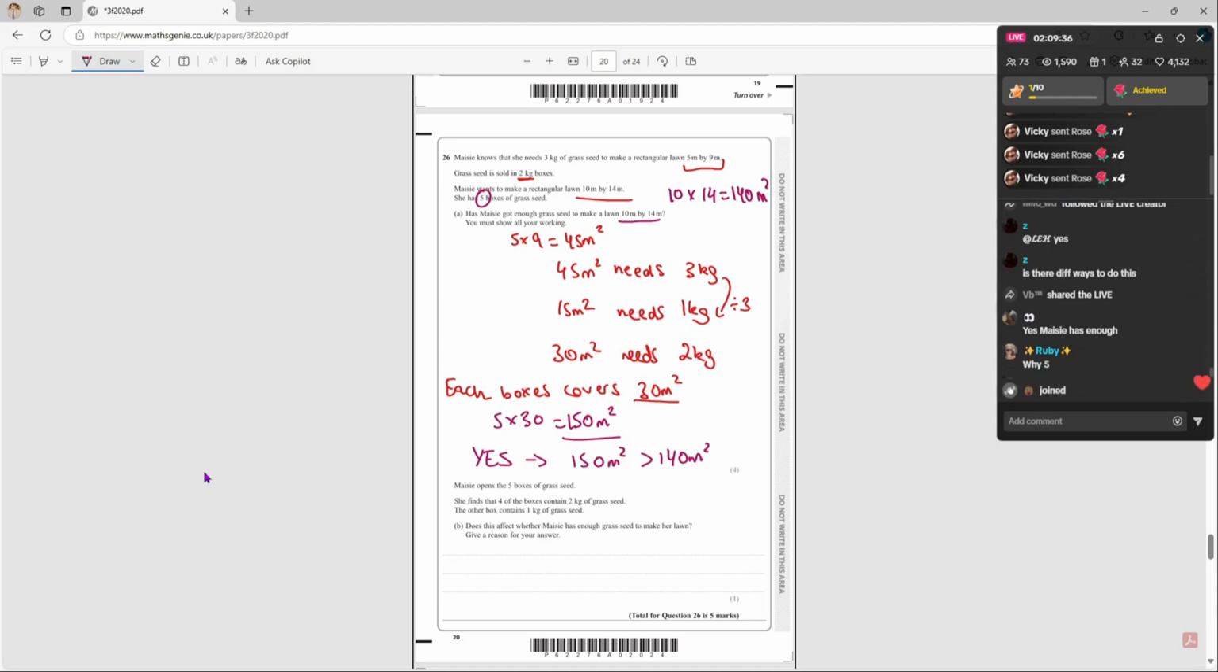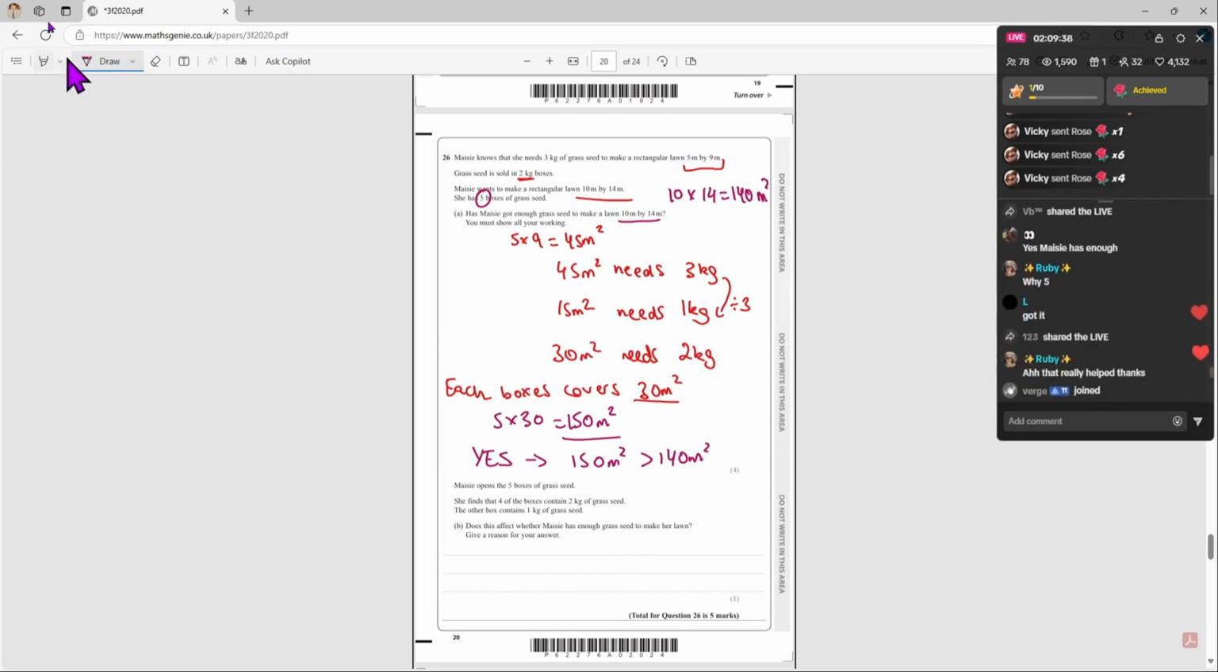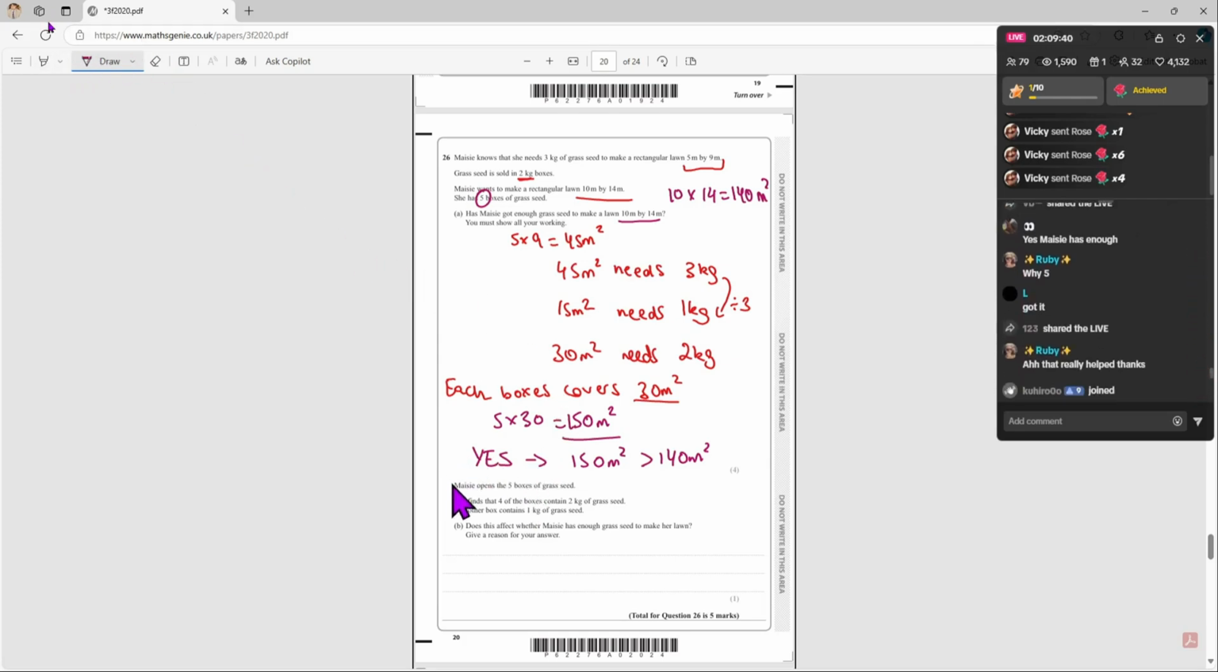So, let's look at part B of the question. Maisie opens the 5 boxes of grass seeds. She finds that 4 of the boxes contain 2 kg of grass seeds. The other box contains 1 kg of grass seed. Does this affect whether Maisie has enough grass seeds to make her lawn? Give a reason for your answer.